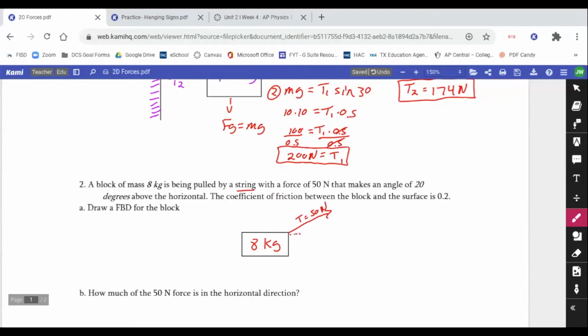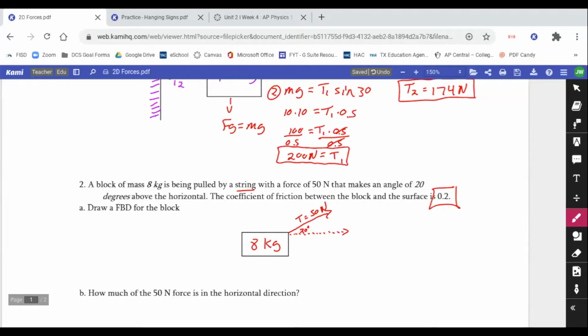So if I make the horizontal like this, that's the horizontal. My angle would go right in here, 20 degrees. So I've got 20 degrees to the horizontal at a tension of 50 newtons. Okay, it tells me the coefficient of friction between the block and the surface is 0.2. I'm gonna go ahead and box that in so I don't lose it.